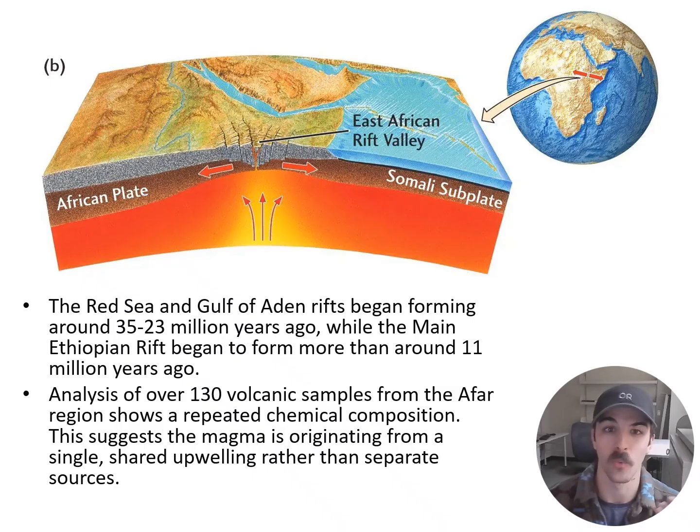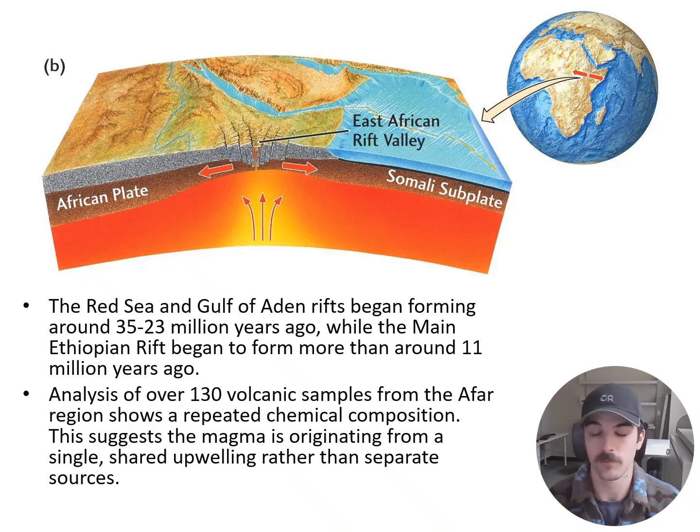And in case you're wondering what the sequence of rifting looks like here, the Red Sea and Gulf of Aden rifts began forming around 35 to 23 million years ago, while the main Ethiopian rift began to form more than 11 million years ago. Okay, so the Ethiopian rift is the youngest of the three, while the Red Sea and Gulf of Aden are older, and you can somewhat pick that apart yourself just by looking at this image here and seeing that the Gulf of Aden and the Red Sea have begun to form narrow seas there. So they've spread apart enough to form narrow seas, while the Ethiopian rift has not reached that point yet, so it's younger.